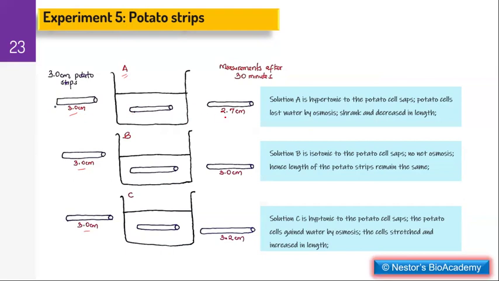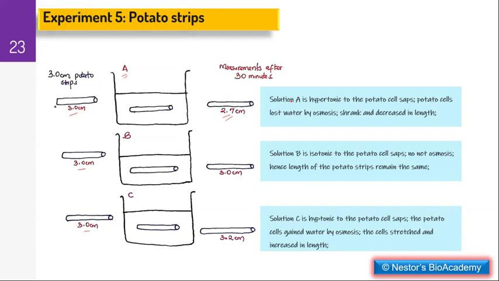If we look at the first case, after some time, now the length is 2.7 centimeters. This infers a decrease. This means there has been a decrease in length. And for there to be a decrease in length, it means that the cells here lost water by osmosis. So under what conditions would the potato cells lose water to the solution? This will mean that the potato cell sap therefore must have been hypotonic or dilute compared to the solution.